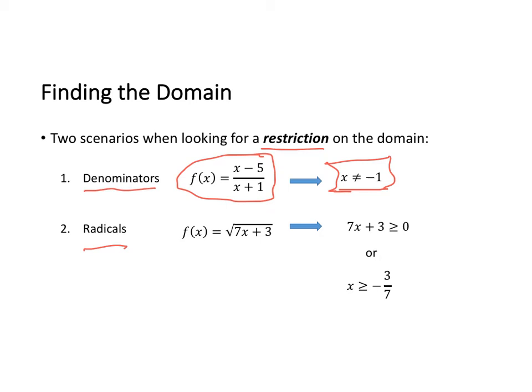So x can be anything except it cannot be minus 1. Now, let's look at the next example where we've got a radical. So we've got the square root of 7x plus 3. Well, we know that underneath the radical cannot be negative. So 7x plus 3 must be greater than or equal to 0, or solving that, x must be greater than or equal to minus 3/7. So that's our restriction. x cannot be less than minus 3/7. It must be greater than or equal to minus 3/7. So that is our restriction in that case when it comes to radicals.